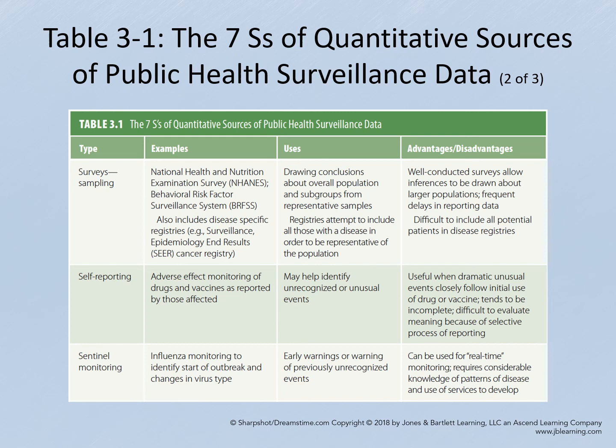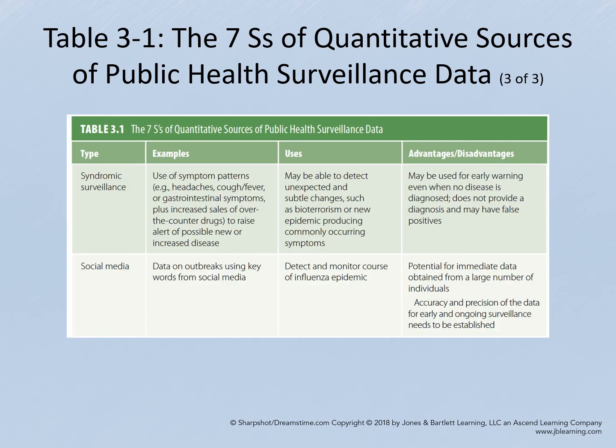We have in Corona too, there is sentinel monitoring of how this outbreak has spread from one region to another region, and how the patterns are varying, how the different races are affected, or how the disease is affecting immunocompromised people or even children. So we are continuously monitoring. That is sentinel monitoring. One example is influenza monitoring to identify start of outbreak and changes in the virus type. So it can be used for real-time monitoring.